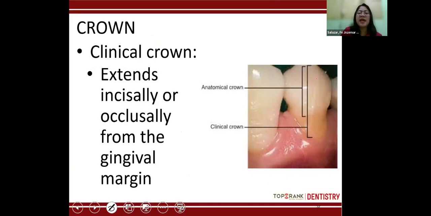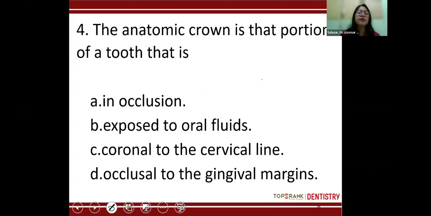Clinical crown extends from the gingival margin. O, tingnan nyo to, may recession. Clinical crown pa rin yan, up to the occlusal surface or the incisal edge. Okay, kaya ang clinical crown, you can have cementum and enamel, or enamel only. Okay, so the correct answer for number 4 again is letter C.